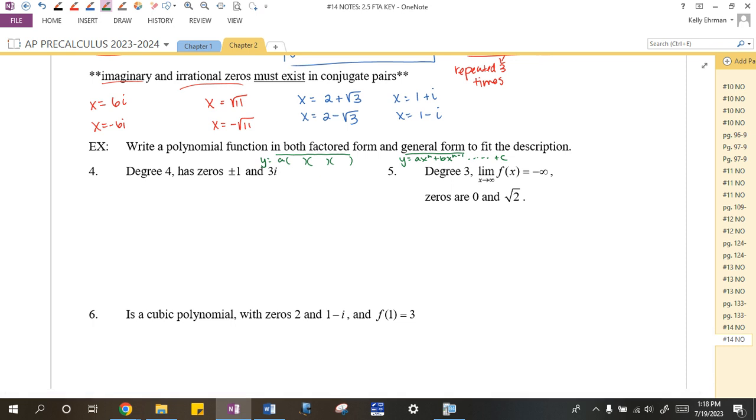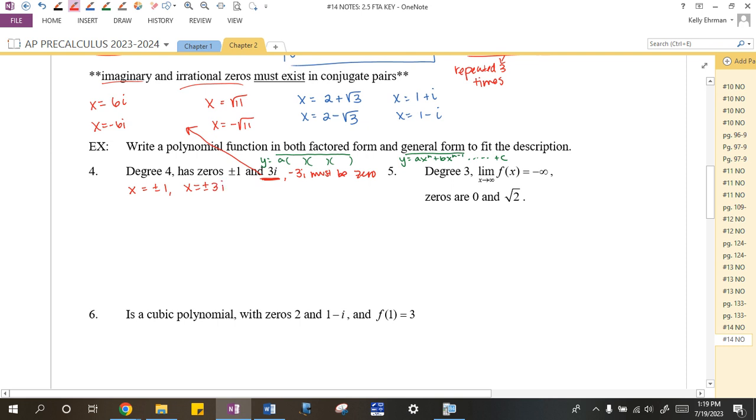So our first problem needs to be degree 4. And then we are told that it has zeros plus or minus 1 and 3i. So here's what I was just talking about. Imaginary zeros have to come in conjugate pairs. So also negative 3i must be a zero as well. So it might help to write it like this. Zeros are x equals plus or minus 1 and x equals plus or minus 3i.